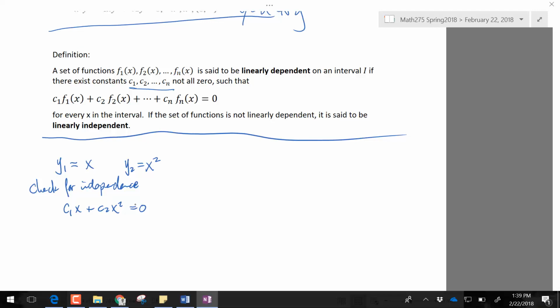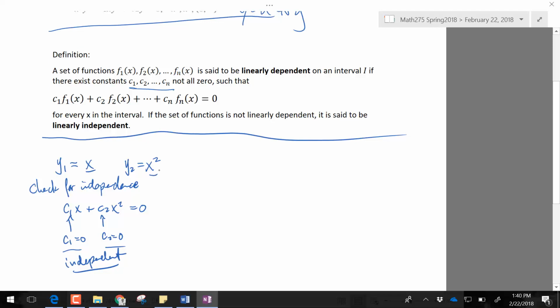Other than 0, right? It turns out that c1 and c2 have to equal 0 for this to work. We'll keep x as a variable. We're not solving for x, we're solving for c1 and c2. So they have to be equal to 0. So this is independent. These two functions are independent.